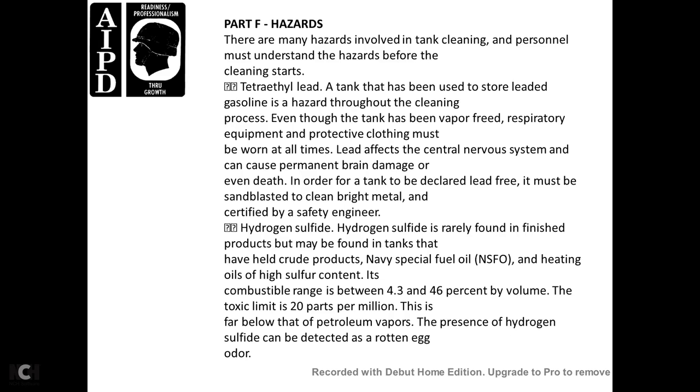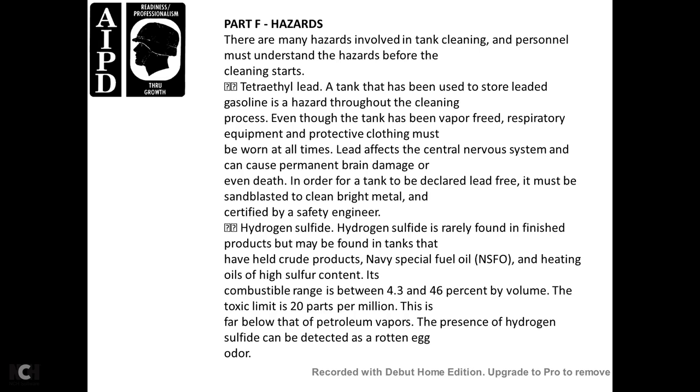Part F, hazards. There are many hazards involved for tank cleaning personnel. Many of the hazards begin with tetraethyl lead in a tank that has stored leaded gasoline, which is hazardous throughout the cleaning process. Even though the tank has been vapor-freed, respiratory equipment and protective clothing must be worn at all times. The lead affects the central nervous system and can cause permanent brain damage and even death. In order for the tank to be declared lead-free, it must be sandblasted to bright metal and certified by the safety engineer.